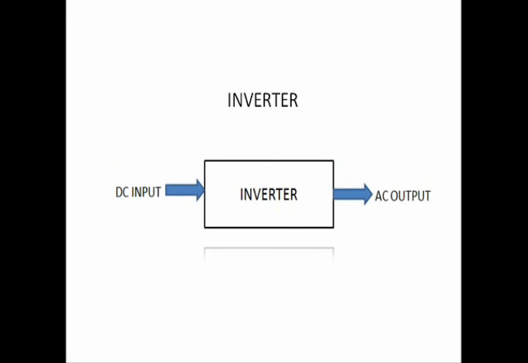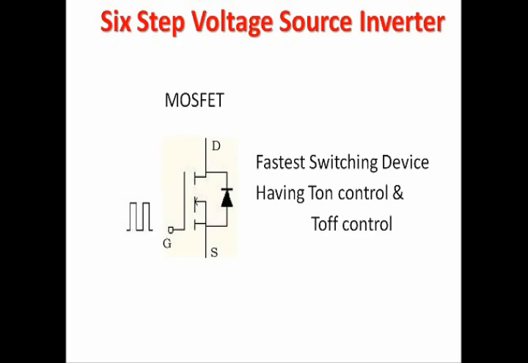Here I am going to demonstrate the 6-step voltage source inverter. Basically, we all have some basic knowledge about an inverter. An inverter is a switching circuit which converts the DC input into the AC output. For this inverter, the design may be with a lot of switches like SCR, IGBT, and MOSFET. This particular 6-step voltage source inverter is going to be designed with MOSFET as the switching device.